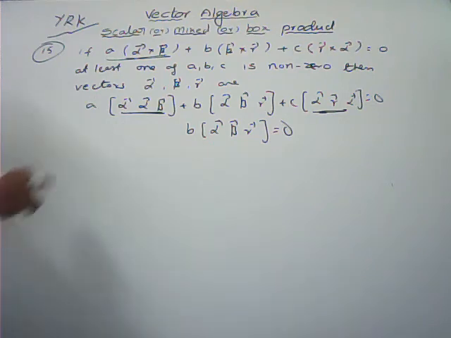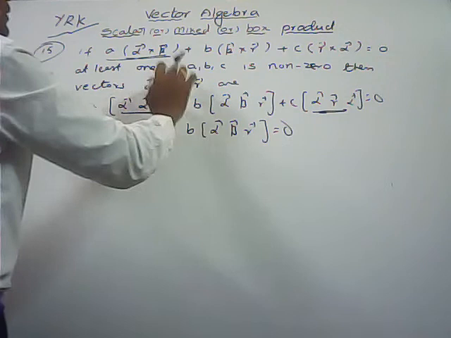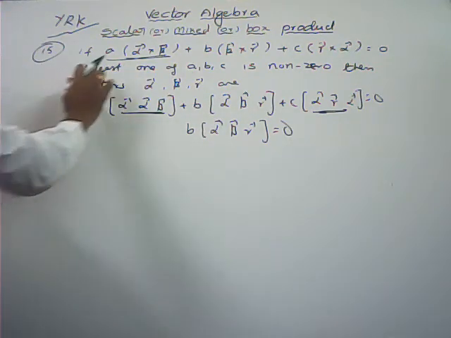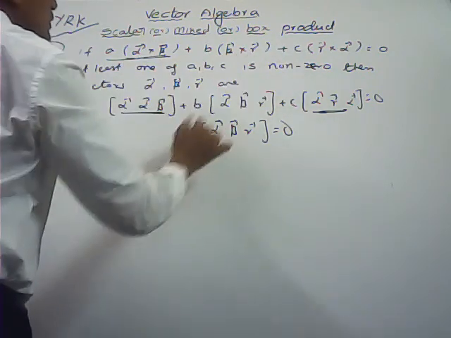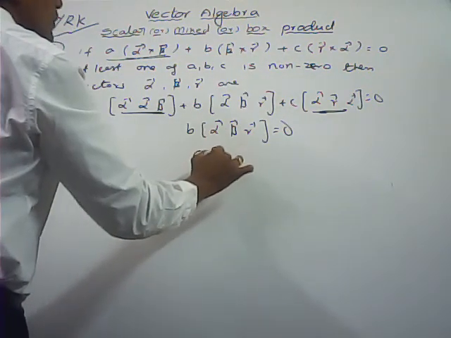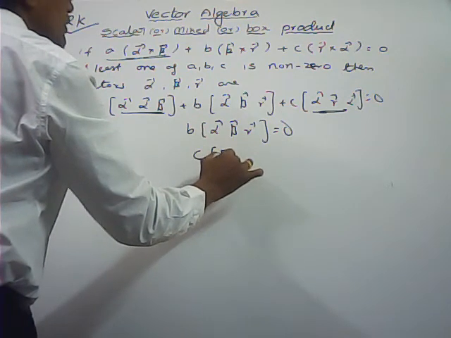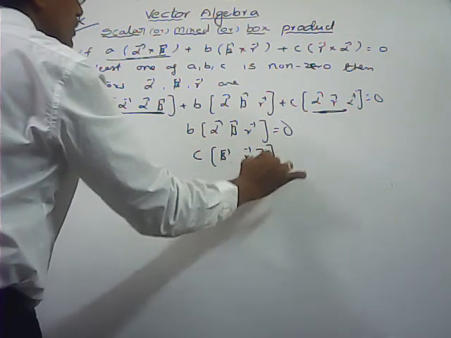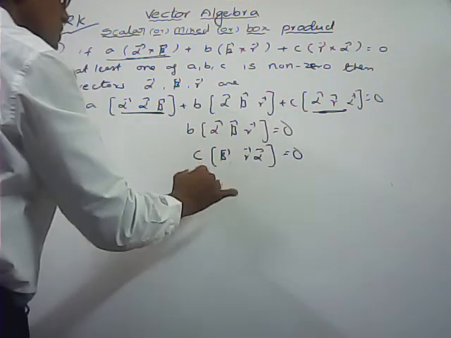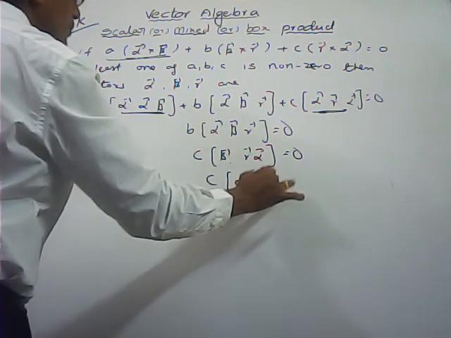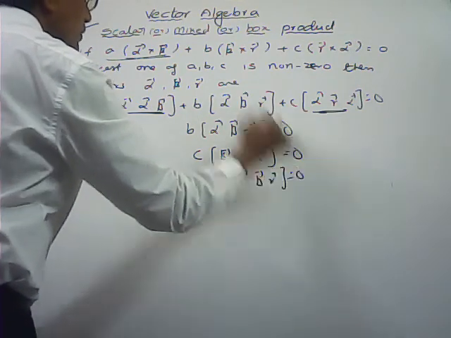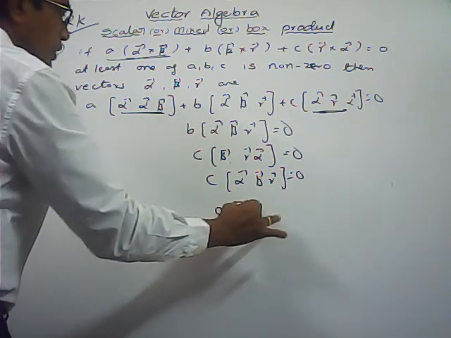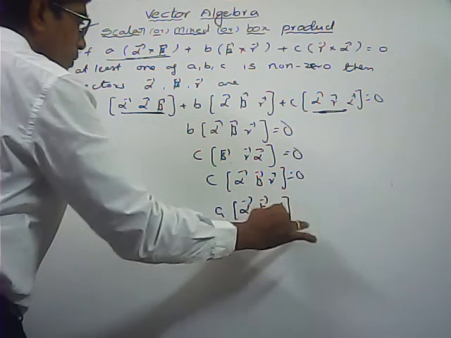Next, dot product with beta: this is 0, this is also 0, C into beta bar dot beta gamma alpha, that is equal to 0. So here the box alpha beta gamma is also 0. Next, A into box alpha beta gamma, dot product with gamma, that is equal to 0.